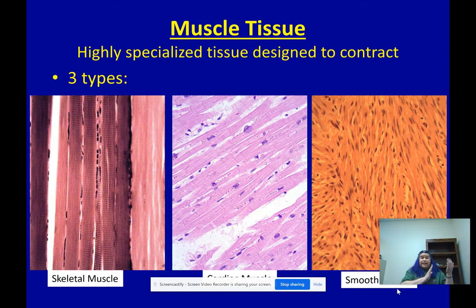We have skeletal muscle, which is attached to your skeleton. We have cardiac muscle, which is only found in one place in your body, and that's the heart. And then we have smooth muscle. Smooth muscle is kind of the redheaded stepchild of the family and can be found pretty much anywhere. Throw a dart and you'd find smooth muscle. So let's talk about the first two.